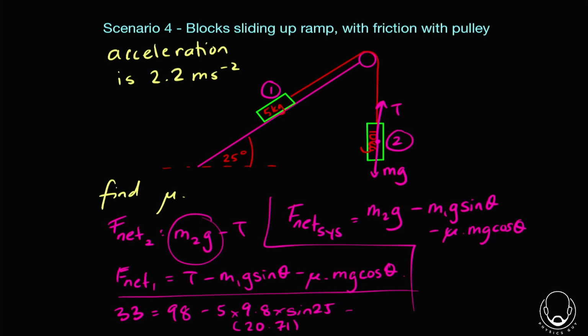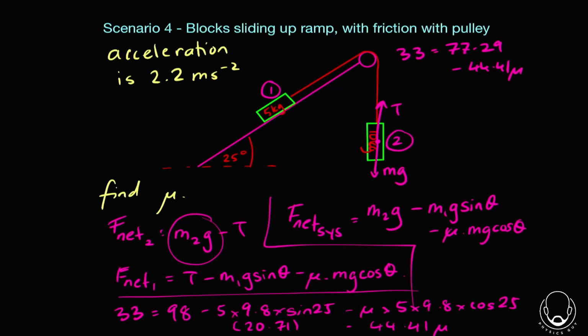And then we're also going to subtract mu times m1g cos theta. So it's mu times 5 times 9.8 times cos 25, which gives us about 44.41. So this becomes minus 44.41 mu. Now we've got our entire equation. So we have 33 is equal to 98 minus 20.71, which is 77.29, minus 44.41 mu.